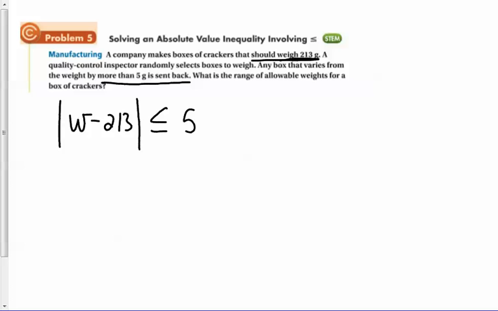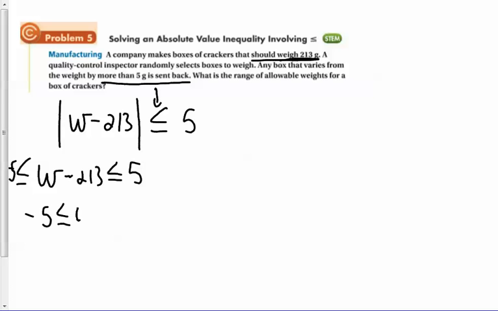So what does that mean? That means W minus 213 is less than or equal to 5, but it's also sandwiched like this with negative 5. Does that make sense? Because this is the and situation. So now we have negative 5 is less than or equal to W minus 213, which is less than or equal to 5. What this means is that the weight of my cracker box was 213, but if I take 213 away from the actual box, it can be no less than negative 5 and no more than 5.